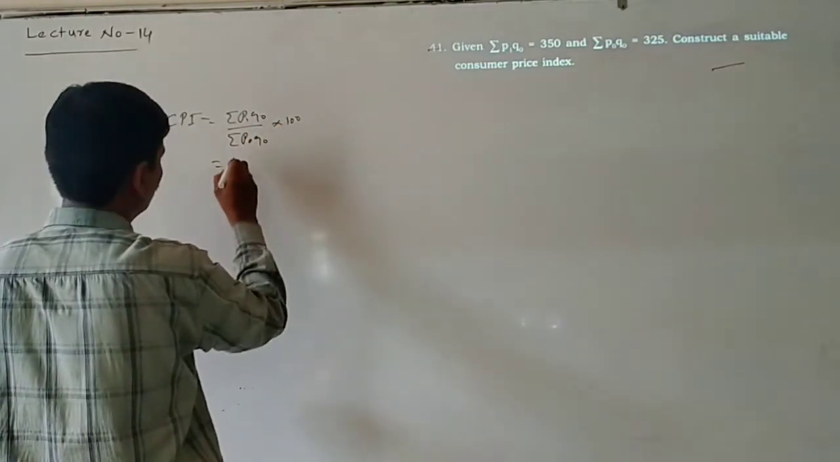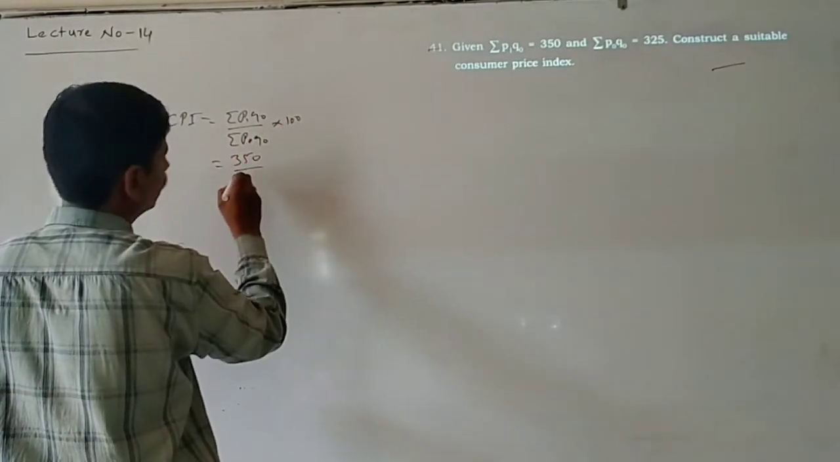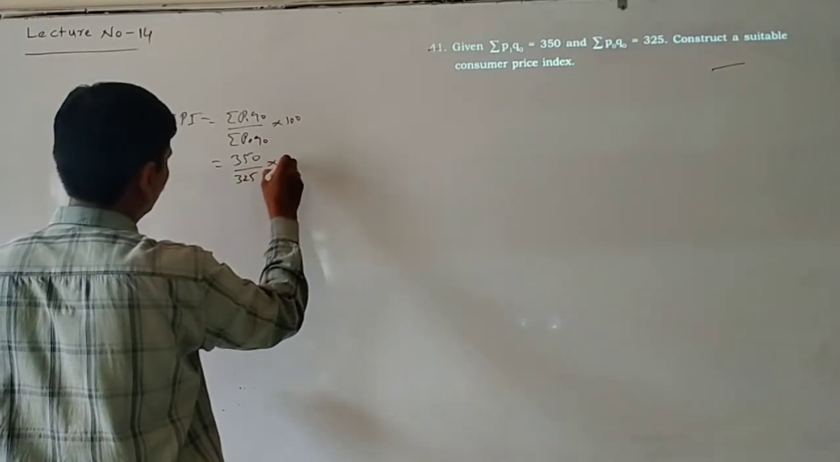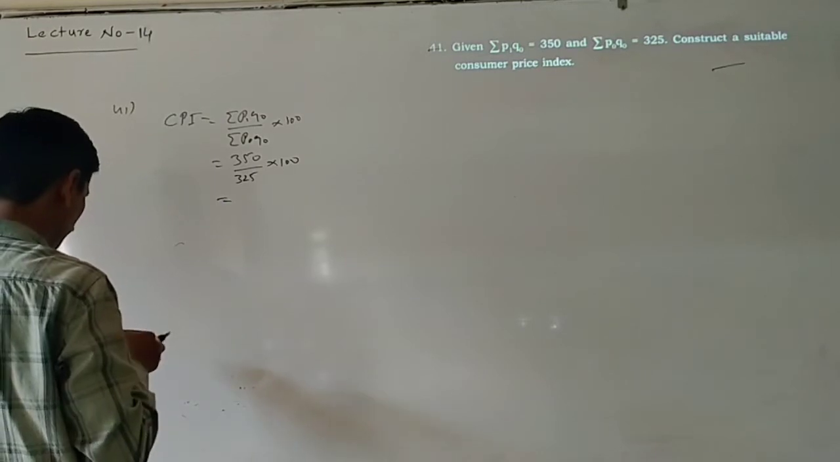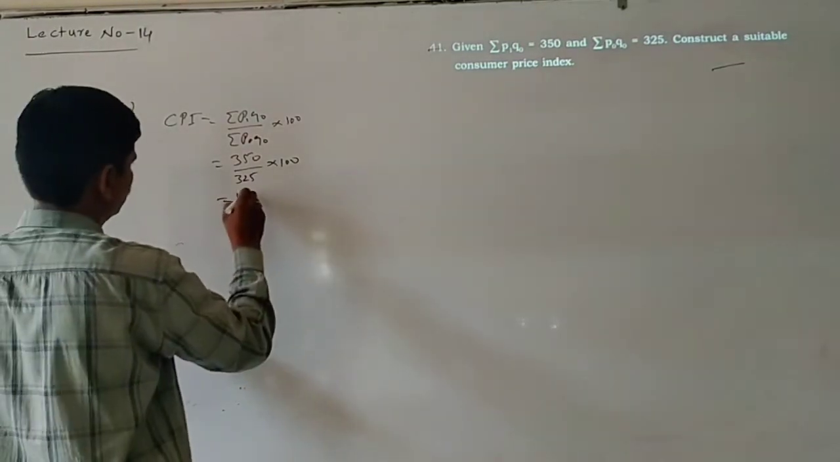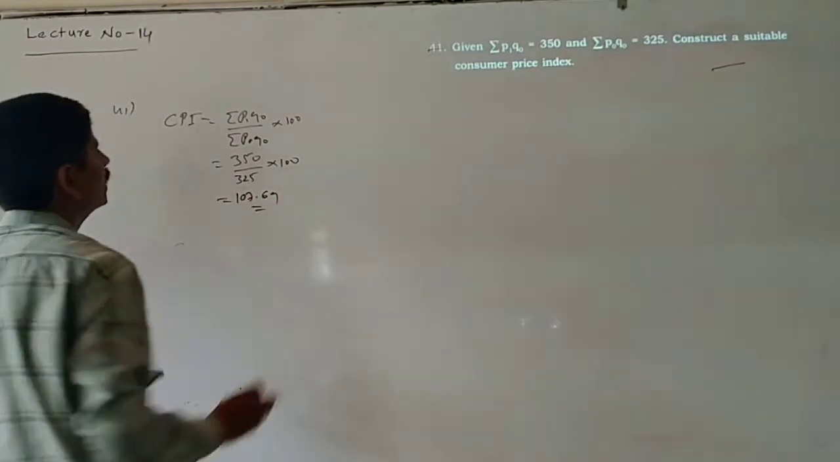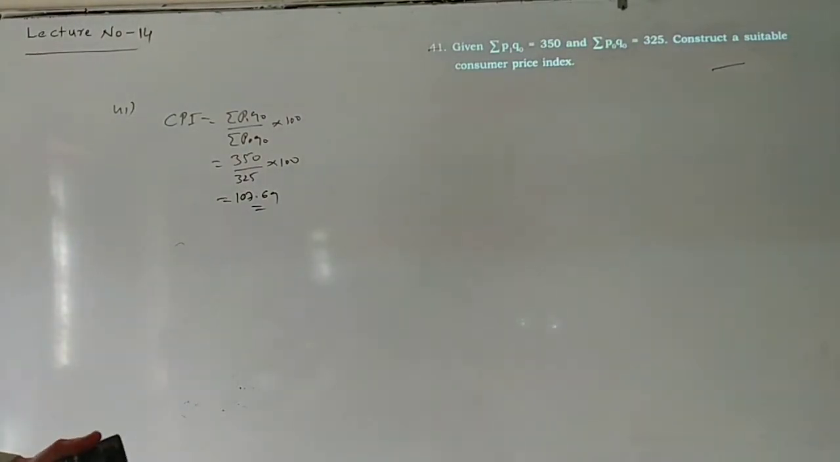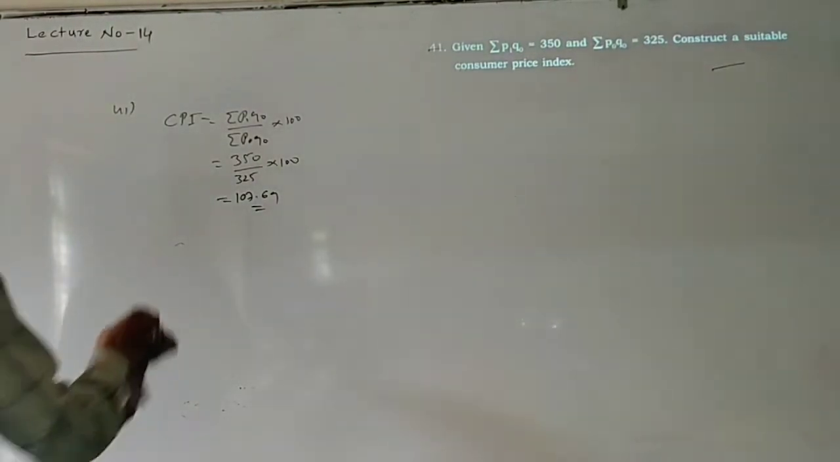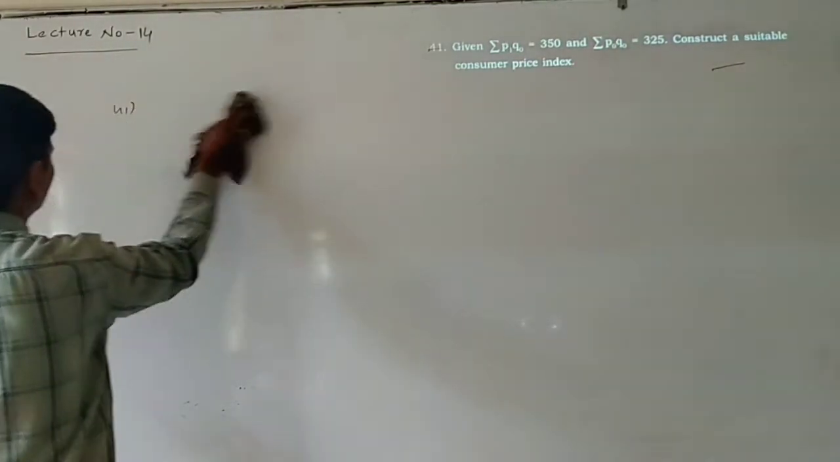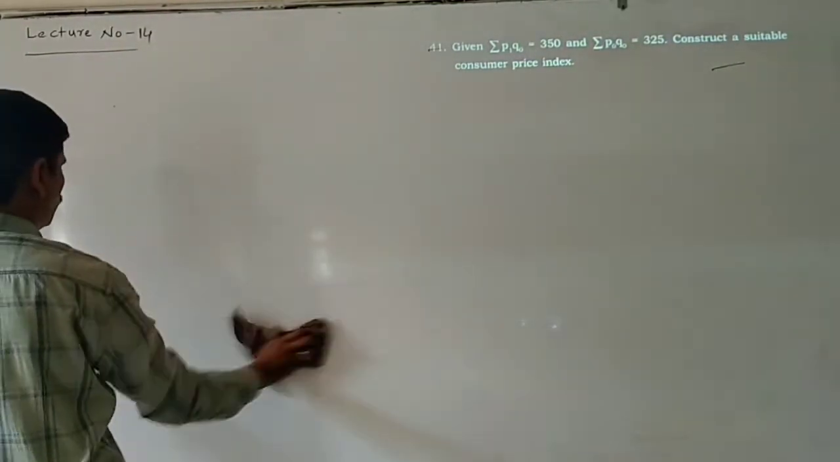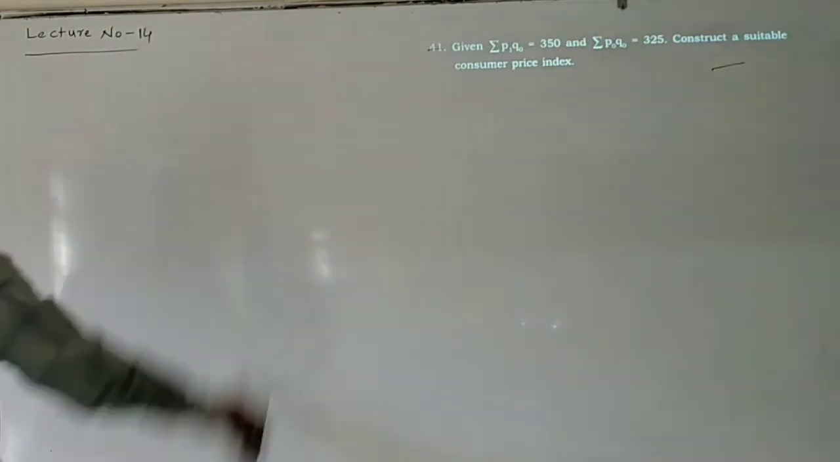That is 350 divided by 325 into 100, which is 107.69. It is our aggregated expenditure method. Okay. The next problem, number 42. Problem number 42.